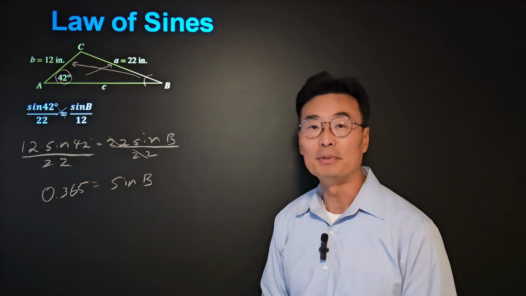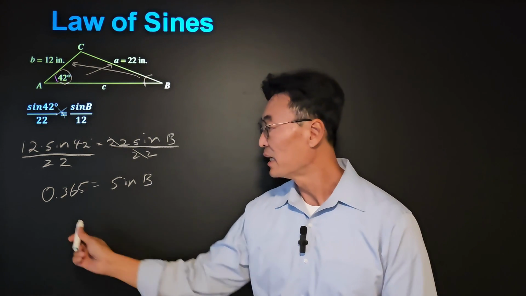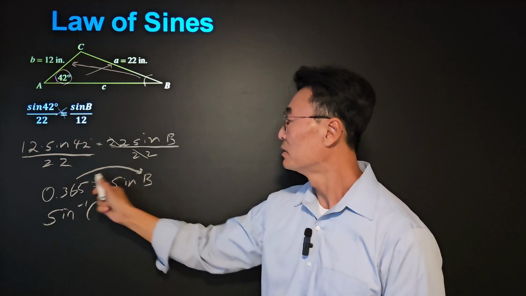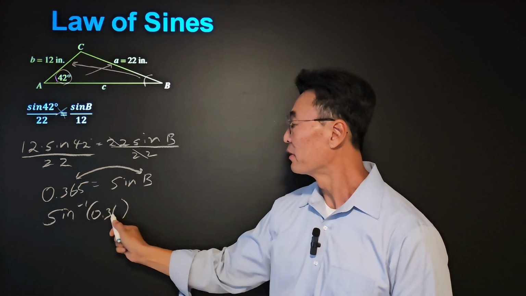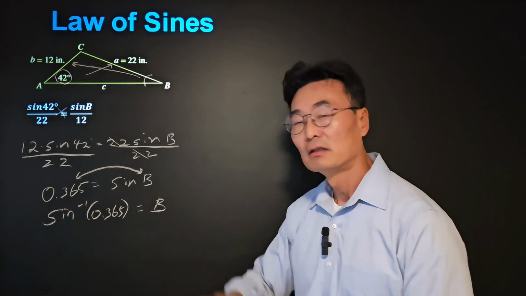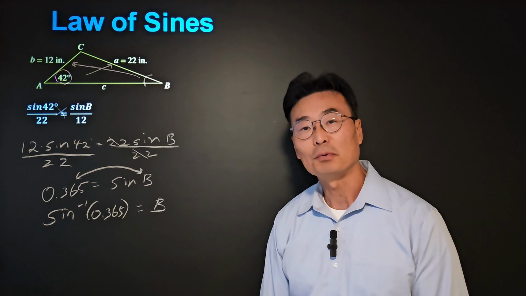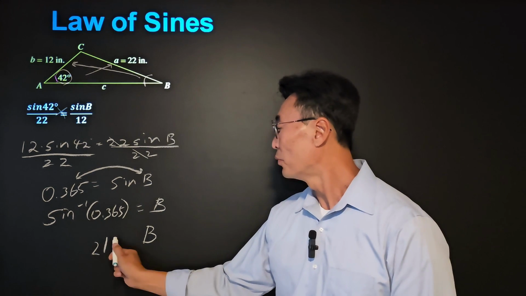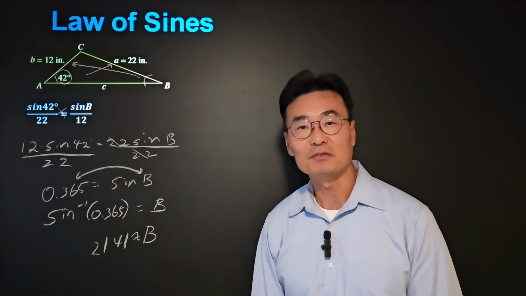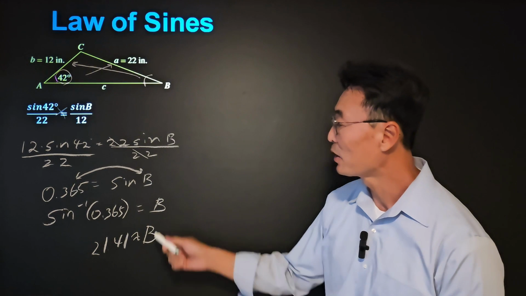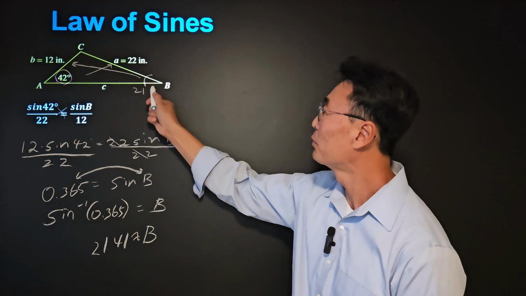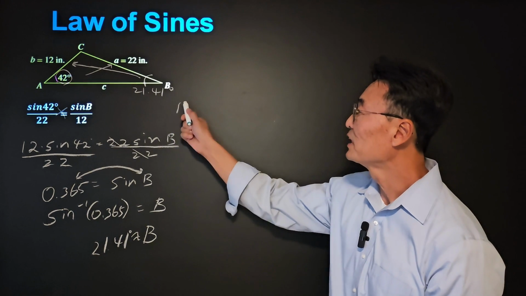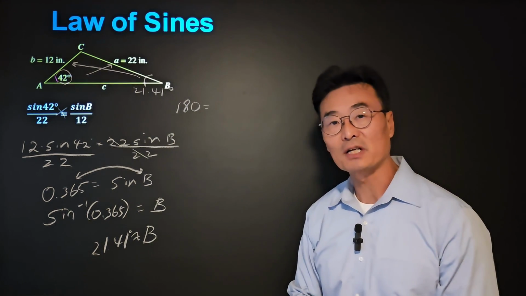Finally, to solve for angle B, we need to use the inverse sine. It's going to be inverse sine of 0.365. If we plug inverse sine of 0.365 into the calculator, we'll get B equals 21.41 approximately, rounded off to 2 decimal places. So we'll write down that angle B right up here is 21.41 degrees.